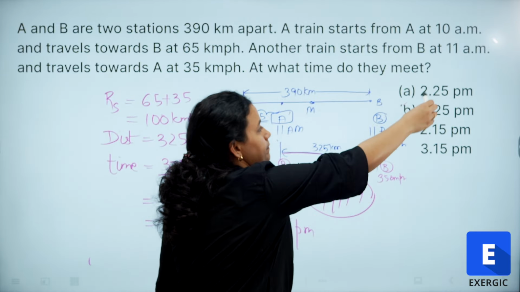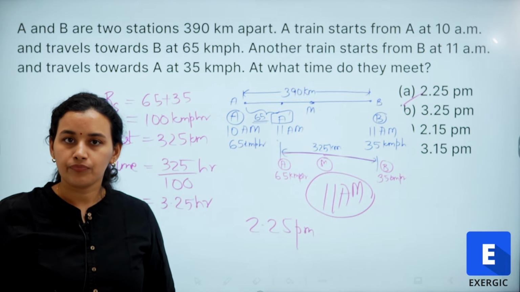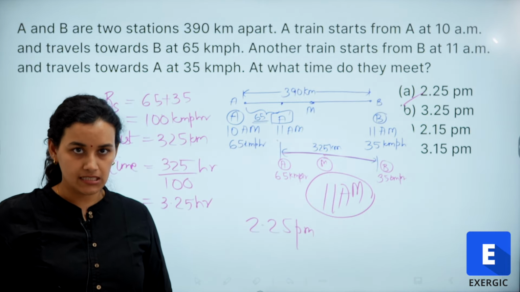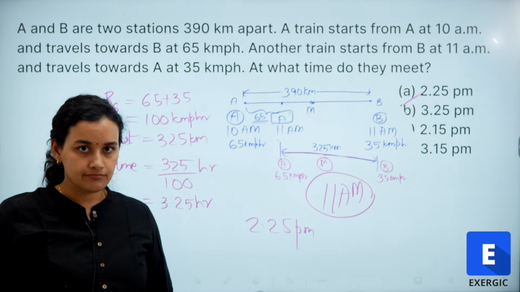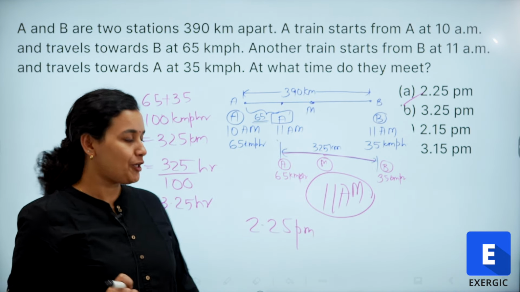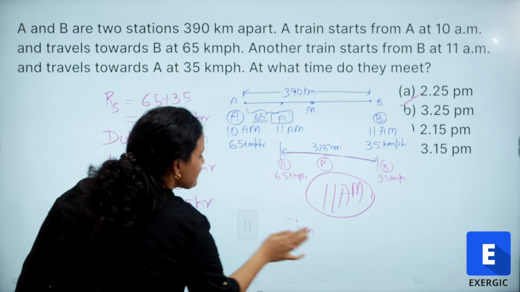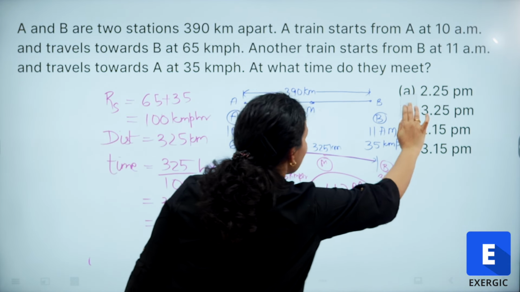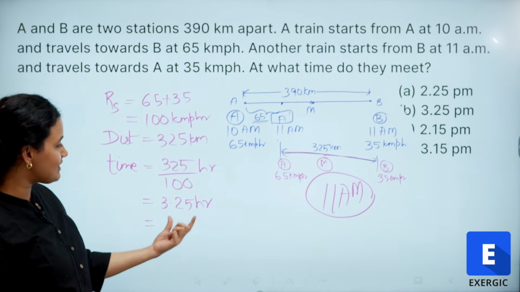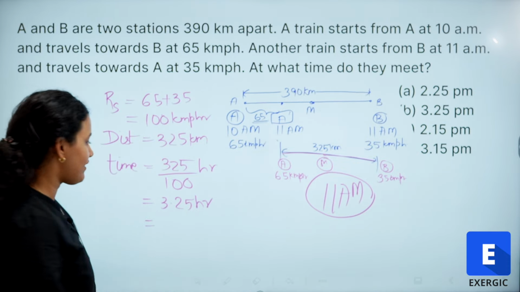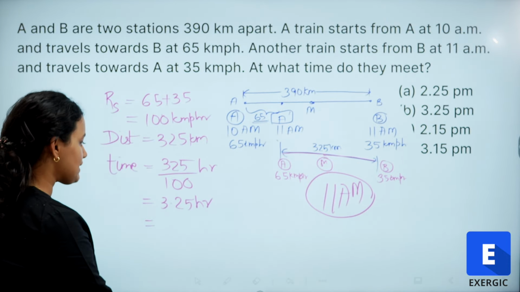Option number A. Is it so? Is it correct? No, it's not correct. Why? Because this 3.25 hours, we cannot just add this 0.25 hours with 11, right? I need to convert it into minutes and then solve.